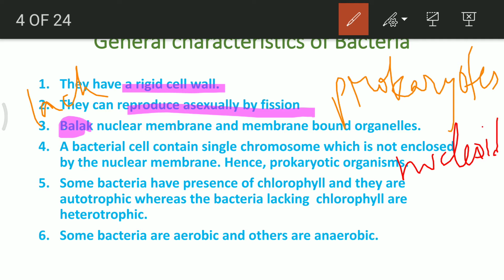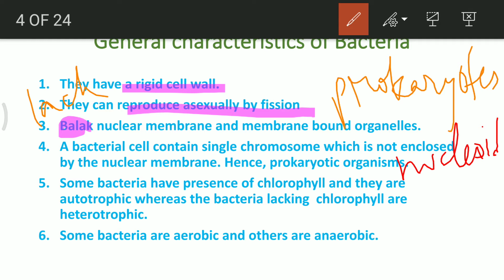Some bacteria also have the presence of chlorophyll and it is known as bacteriochlorophyll. With the help of this bacteriochlorophyll they can form their own food, whereas the bacteria which lack the presence of bacteriochlorophyll can perform heterotrophic mode of nutrition, that is, they cannot form their own food. They can draw their food by saprophytic mode or by parasitic mode.